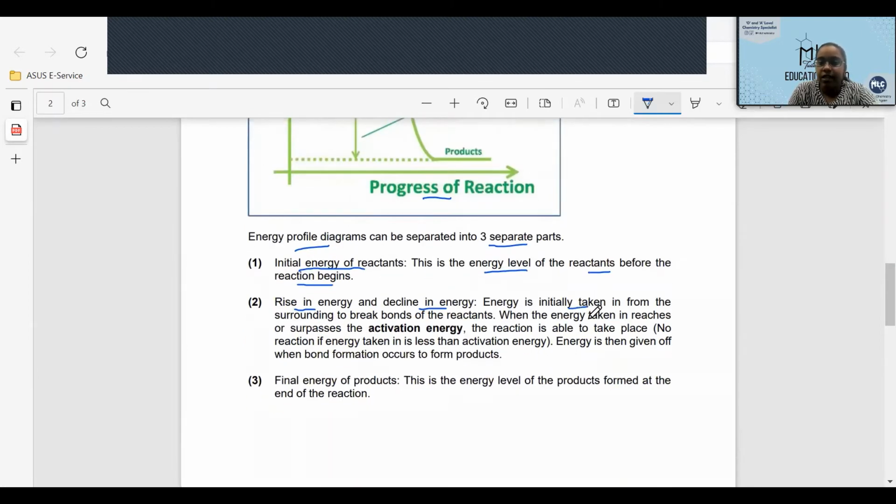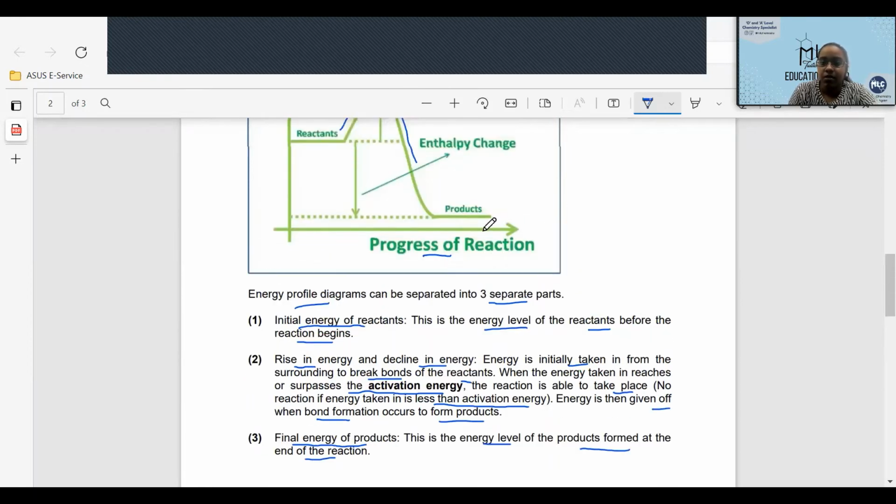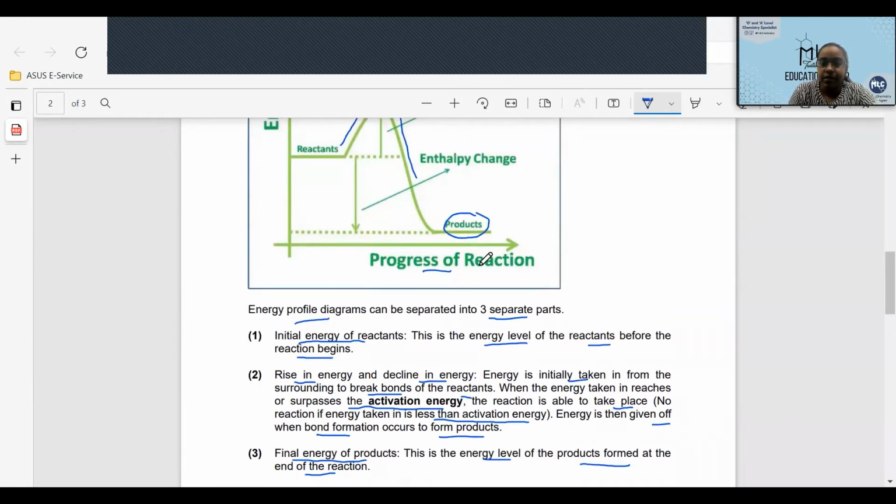Energy is initially taken in from the surroundings to break the bonds of the reactants. When the energy taken in reaches or surpasses the activation energy, the reaction is able to take place. No reaction will occur if the energy taken in is less than the activation energy. Energy is then given off when bond formation occurs to form the products. And lastly is the final energy of the products. This is the energy level of the products formed at the end of the reaction, which is shown over here.